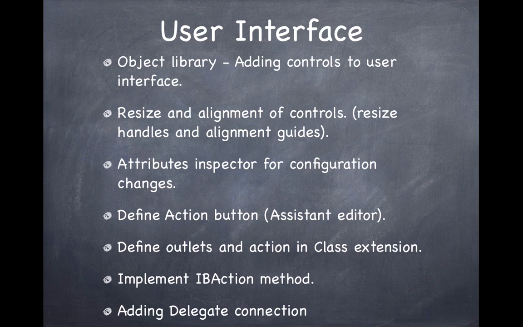So basically we're going to see the object library, place a couple of controls onto the user interface, do some alignment and resizing of the controls, then define the outlets and action items: the IBAction for the button, and outlets for the text field and UILabel. Then finally we'll finish up by adding a delegate connection for the text field.